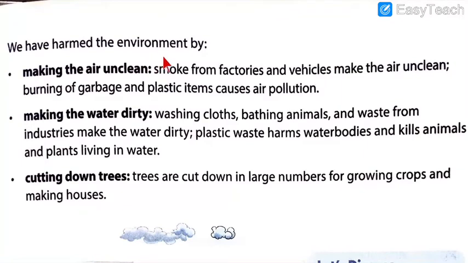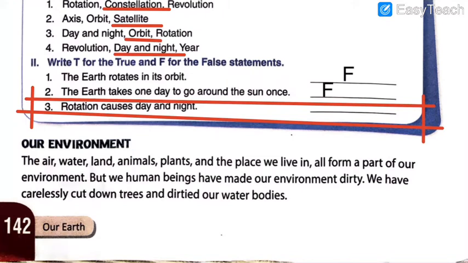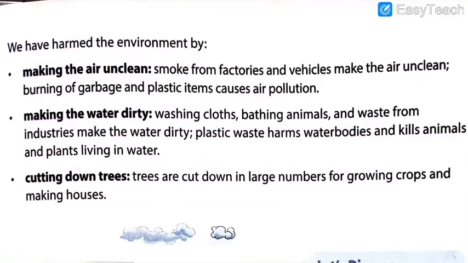We harmed the environment by making the air unclean, making the water dirty, cutting down the trees. See, students, all these things, plants, animals, land, we human beings ourselves, we all are part of the environment. So we have damaged all the parts of the environment, air, water, land, everything. Even we have damaged each other, right? So in which three main ways have we damaged the environment?